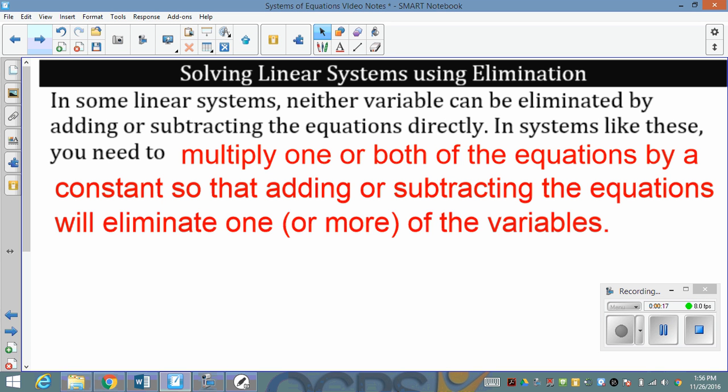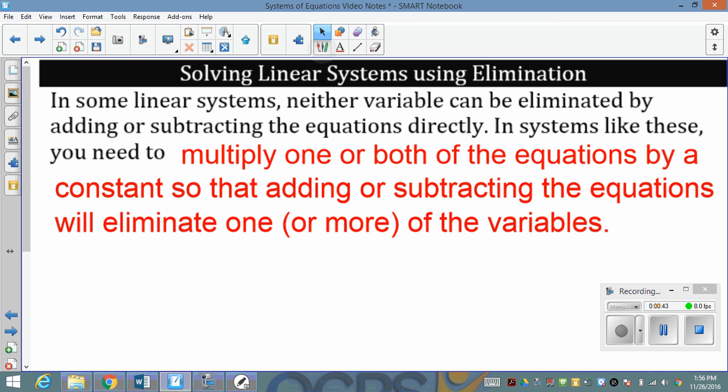So we have talked about solving our linear systems of equations by adding or subtracting the equations together. However, in some linear systems, you cannot eliminate either variable by doing this. So when this happens, you need to multiply one or both of the equations by a constant so that adding or subtracting the equations will eliminate one or more of the variables.